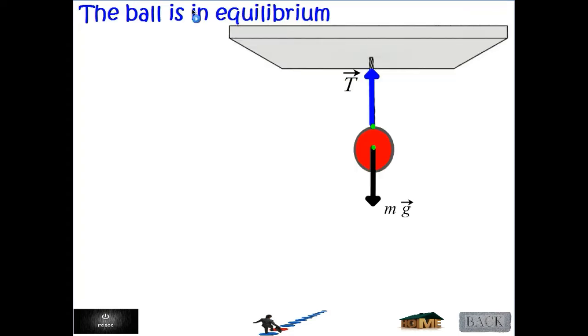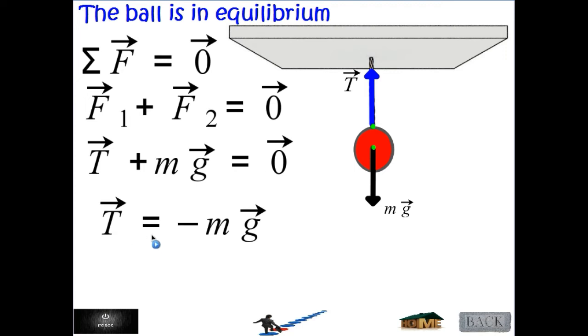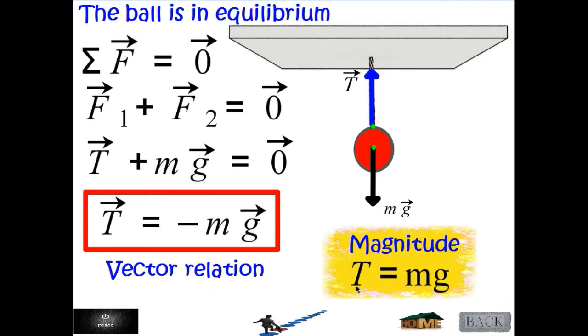Since the ball is in equilibrium, the summation of forces equals the 0 vector. F1 plus F2 vector equals the 0 vector. Here the two vectors are the tension and the mg, the weight. So tension vector plus mg vector equals the 0 vector. Again we can rearrange: tension vector equals minus mg vector, and this is the vector relation for equilibrium. Here also the magnitudes are equal, and tension equals mg.